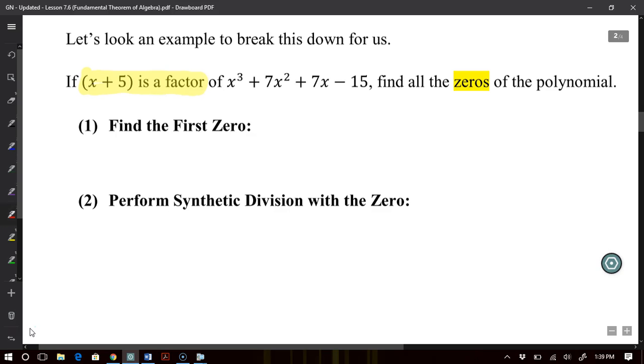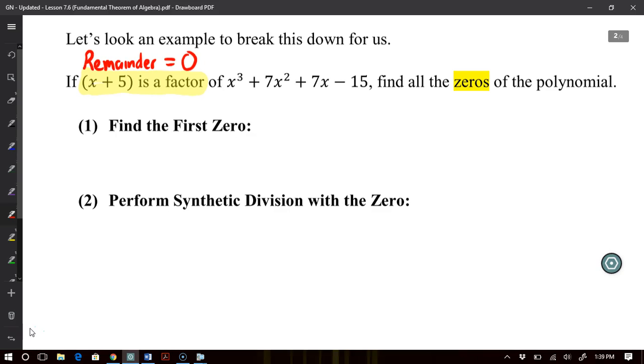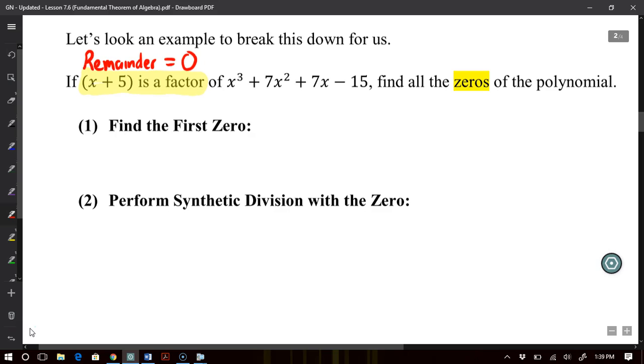Well, if I'm telling you it is a factor, that means you are going to have a remainder of 0. That was the point of the front page. It goes in there perfectly. So we're going to divide out that factor, because if I can divide it out, I'm going to get away from x cubed and go down to an x squared. So let's try that out first.